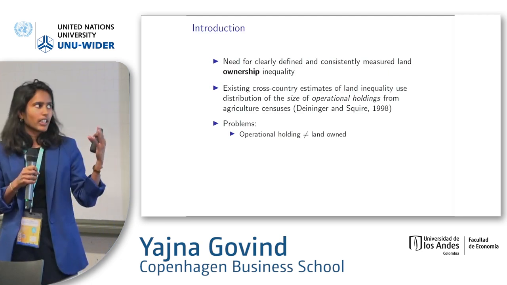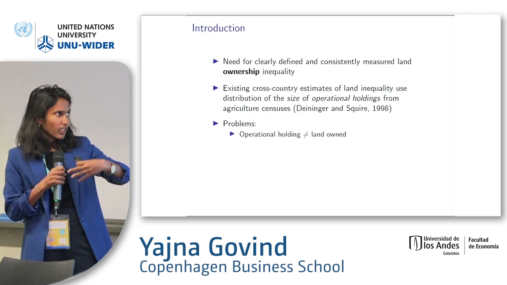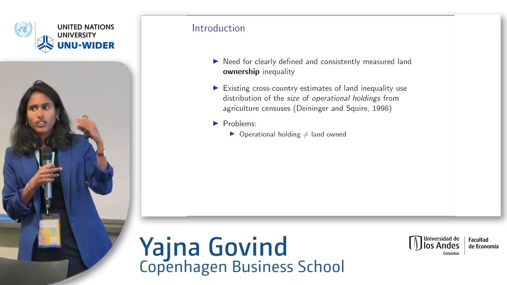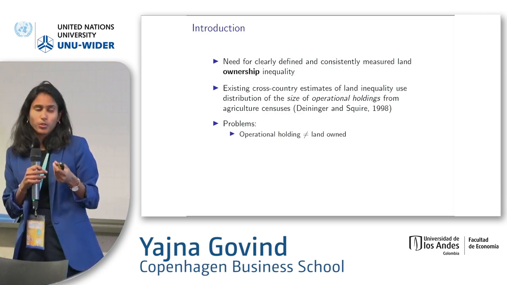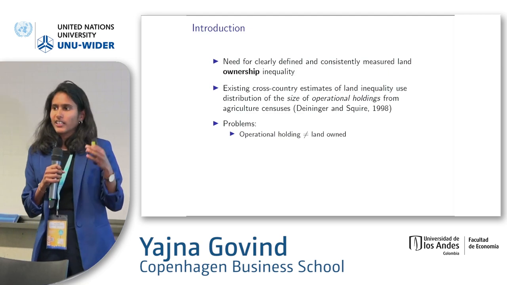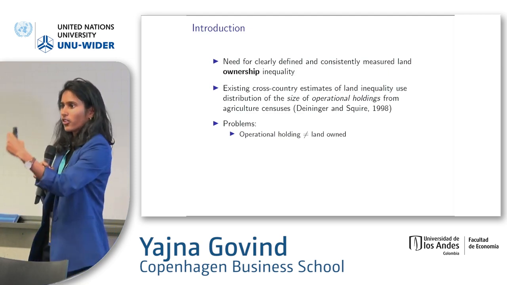So basically, agriculture census data is a collection of the sizes of farmlands that are under single management. That's the formal definition by FAO. And what happens there is that each of these plots of land, if they are not under single management, are not going to be linked to the same owner.